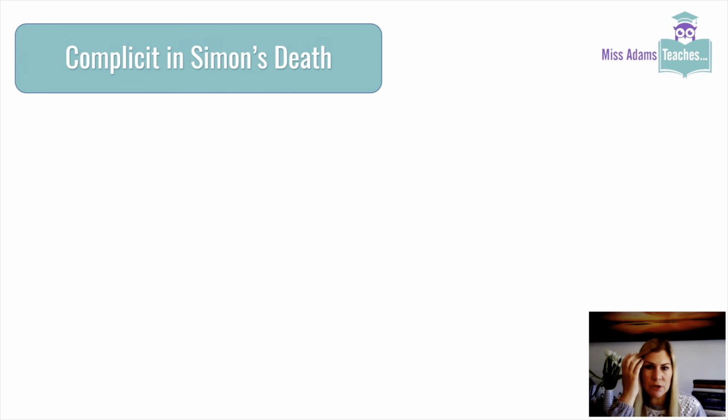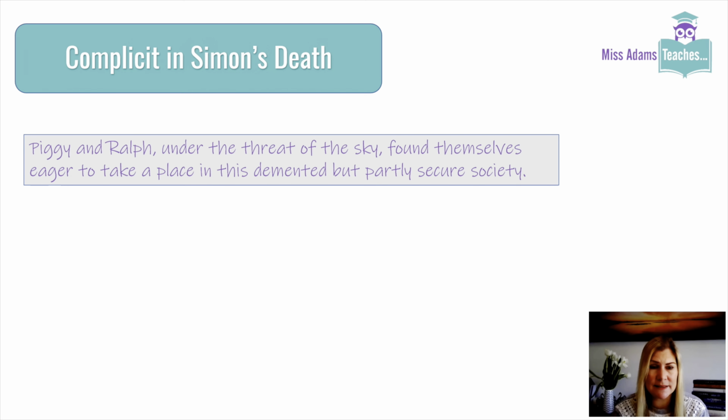Talk about the notion of flaws and imperfection, and demonstrating those flaws and imperfection in Ralph's character early on allows us to understand the parts of his character that commit atrocities later. So Ralph, just like Piggy, is complicit in Simon's death. So here's a quote that demonstrates how and why. It's because of fear when they go over to the party and the thunderstorm happens. Piggy and Ralph, under the threat of the sky, found themselves eager to take place in this demented but partly secure society.